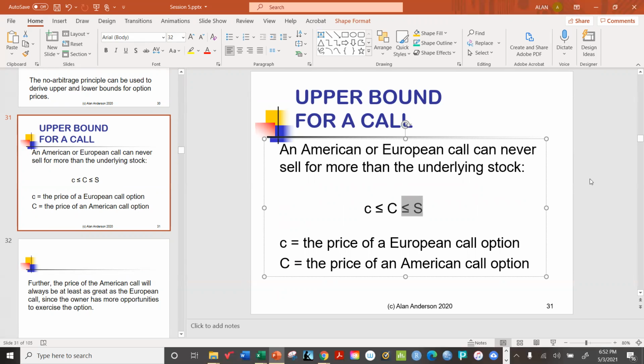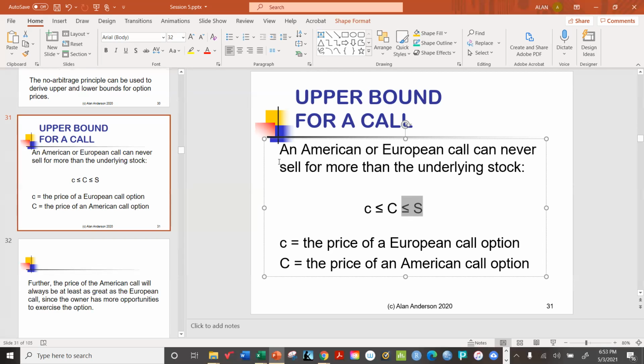Let's say that you've got an option on Apple. The option to buy Apple stock can never be worth more than the actual stock itself. So that's just common sense, but you can prove it in a very interesting way by showing what the cash flows are of these assets. And you can demonstrate that if this was allowed to happen, then you would have yourselves an arbitrage opportunity.